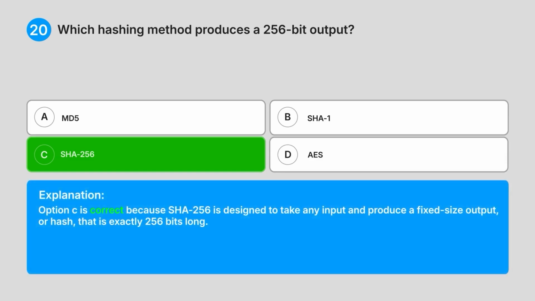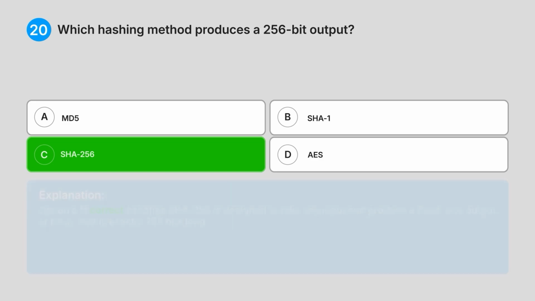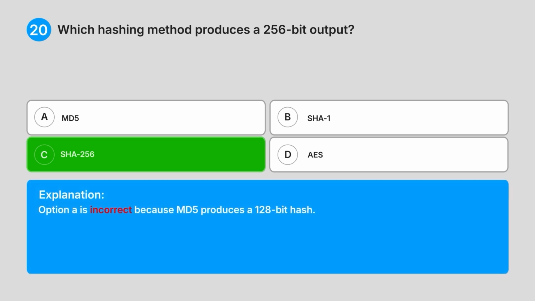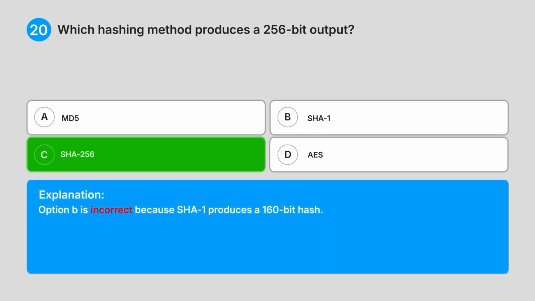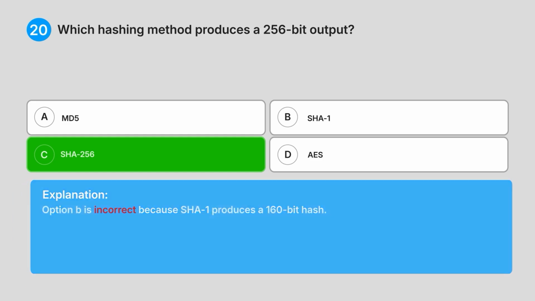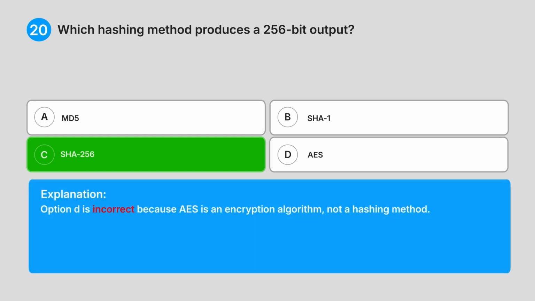Explanation: Option C is correct because SHA-256 is designed to take any input and produce a fixed size output, or hash, that is exactly 256 bits long. Option A is incorrect because MD5 produces a 128-bit hash. Option B is incorrect because SHA-1 produces a 160-bit hash. Option D is incorrect because AES is an encryption algorithm, not a hashing method.